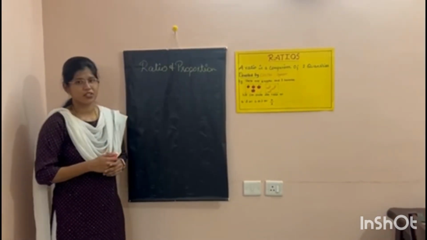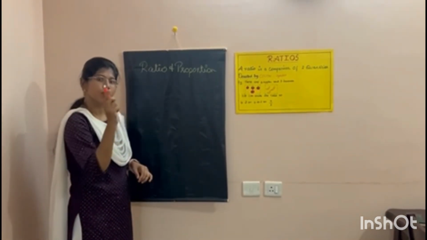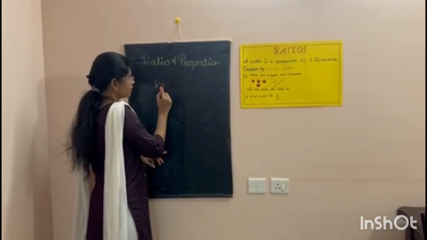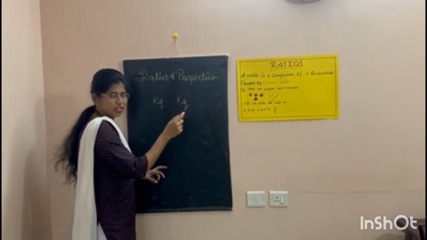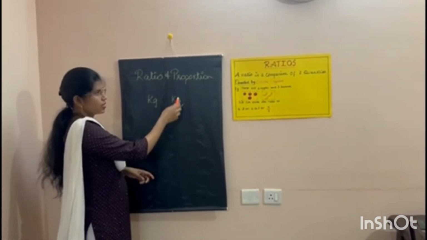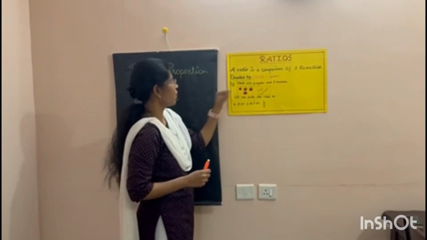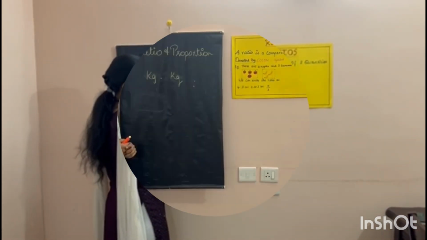Let's start with ratio. Ratio is a comparison of two quantities. The two quantities must be in the same unit. If the first quantity is in kg, the other quantity must also be in kg, that is kilogram. So the comparison of the two quantities is expressed as a ratio. It is denoted by the colon symbol, that is the two dots.